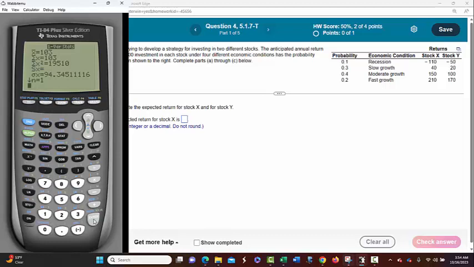But here's the issue. The proper way to ask this would be to ask for the mean and standard deviation of stock X, and then the mean and standard deviation for stock Y. It's not doing that. It's asking for the two means and the two standard deviations. So what that means is that you need to make note of the standard deviation value there.